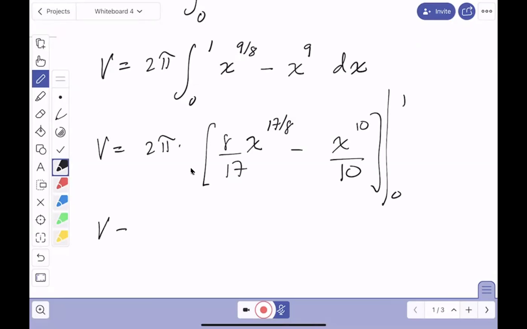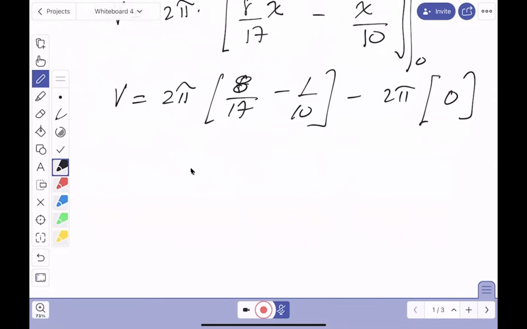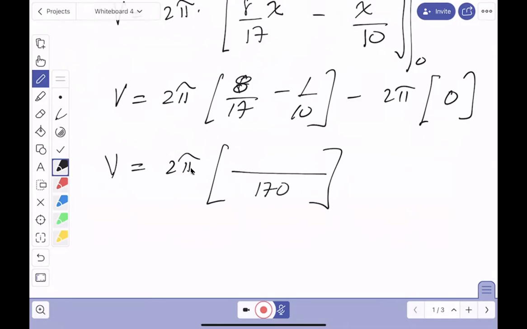Well, this looks pretty easy to do because 1's really easy to evaluate. And what do you get there? 8/17 minus 1/10 minus 2 pi. And the 0 is really easy to evaluate. It's just 0. All right, common denominator. Again, we'll look at the answer later. If I don't match the answer, I'll redo the problem or look for my error. And what do you get there? 170, common denominator. You would get 80 minus 17.